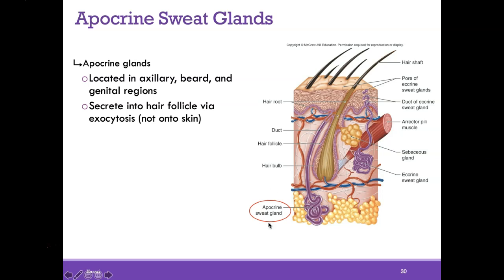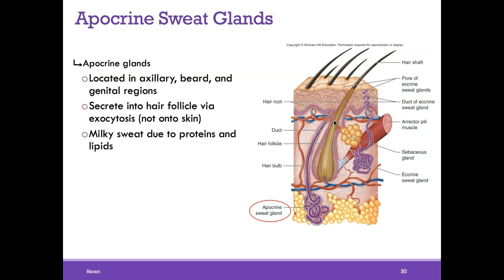Side point, note this is misnamed. An Apocrine sweat gland does not use an apocrine mode of gland secretion. It does the same type of secretion as the Merocrine gland does, which is by exocytosis, not in droplets of fat. Anyway, the Apocrine sweat gland is releasing a milkier sweat because it has more proteins and lipids.